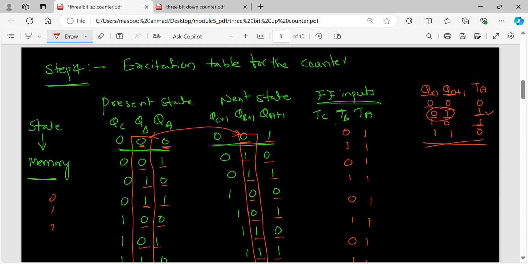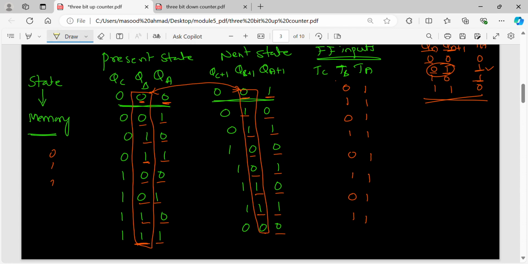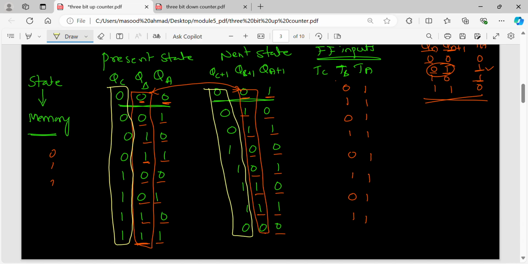Right? So next what I need to do is compare QC with QC plus 1. Compare these two. 0 0, 0 0, 0 0. So it is 0 0 0, then 0 1. So input should be 1 from this table.